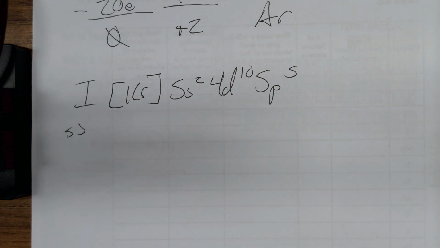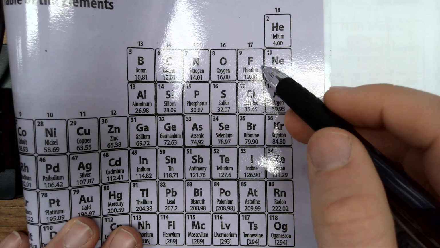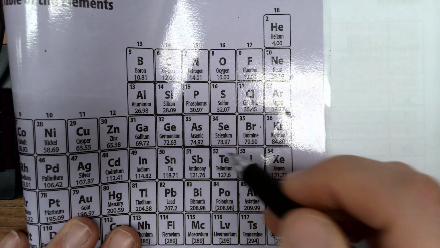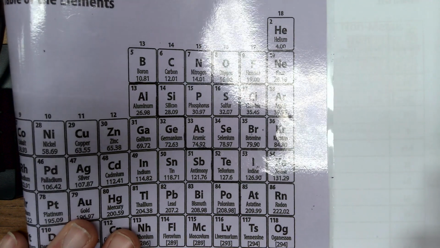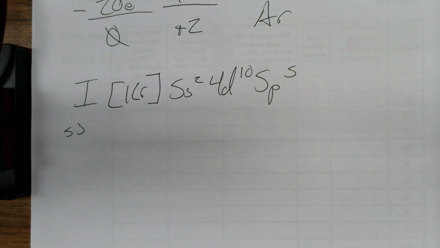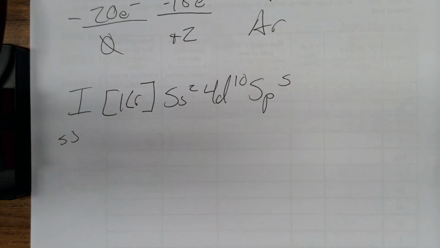If we look at my periodic table, iodine's found here. So 2p, 3p, 4p, 5p. 5p, 1, 2, 3, 4, 5. We agree with this, yes? Perfect. So, in this situation, is iodine a metal or a non-metal?